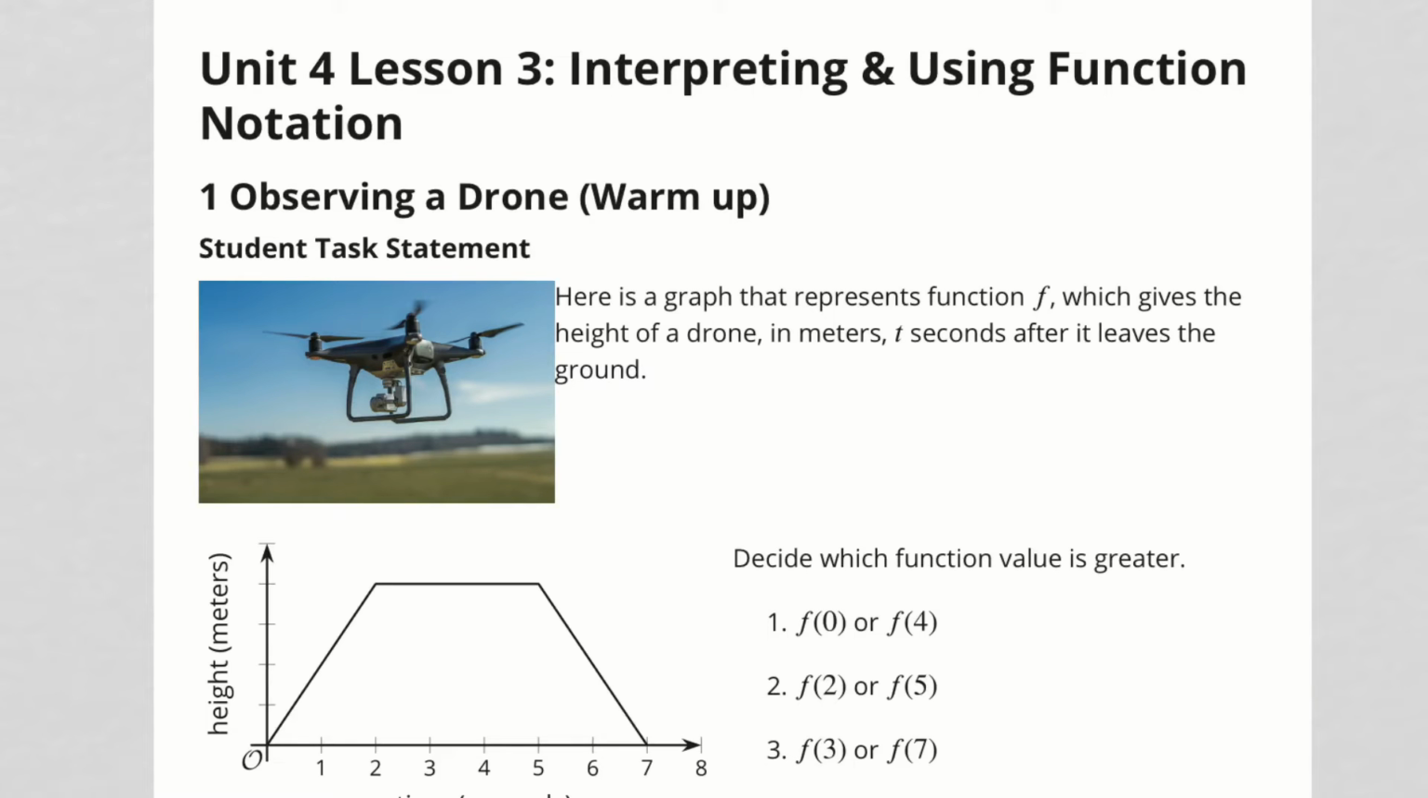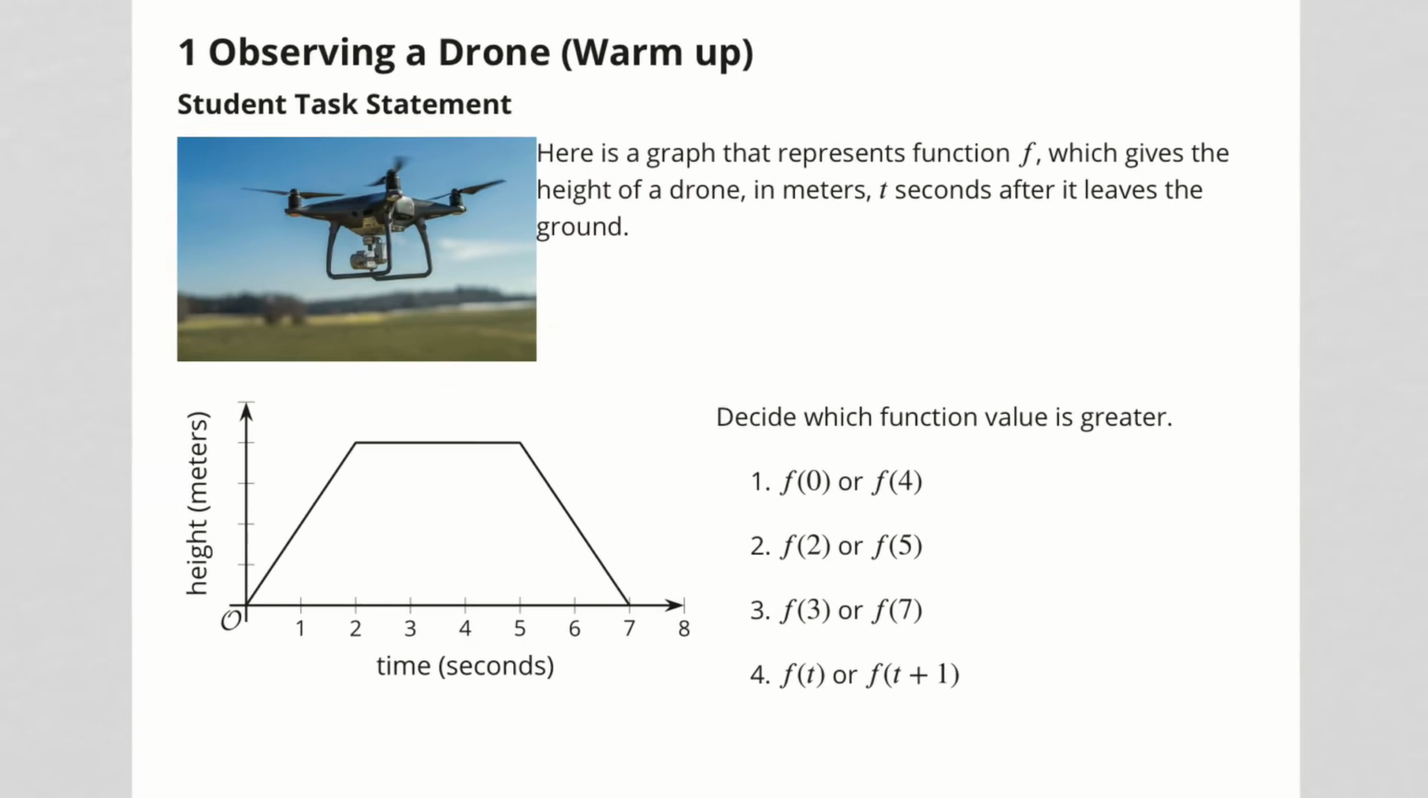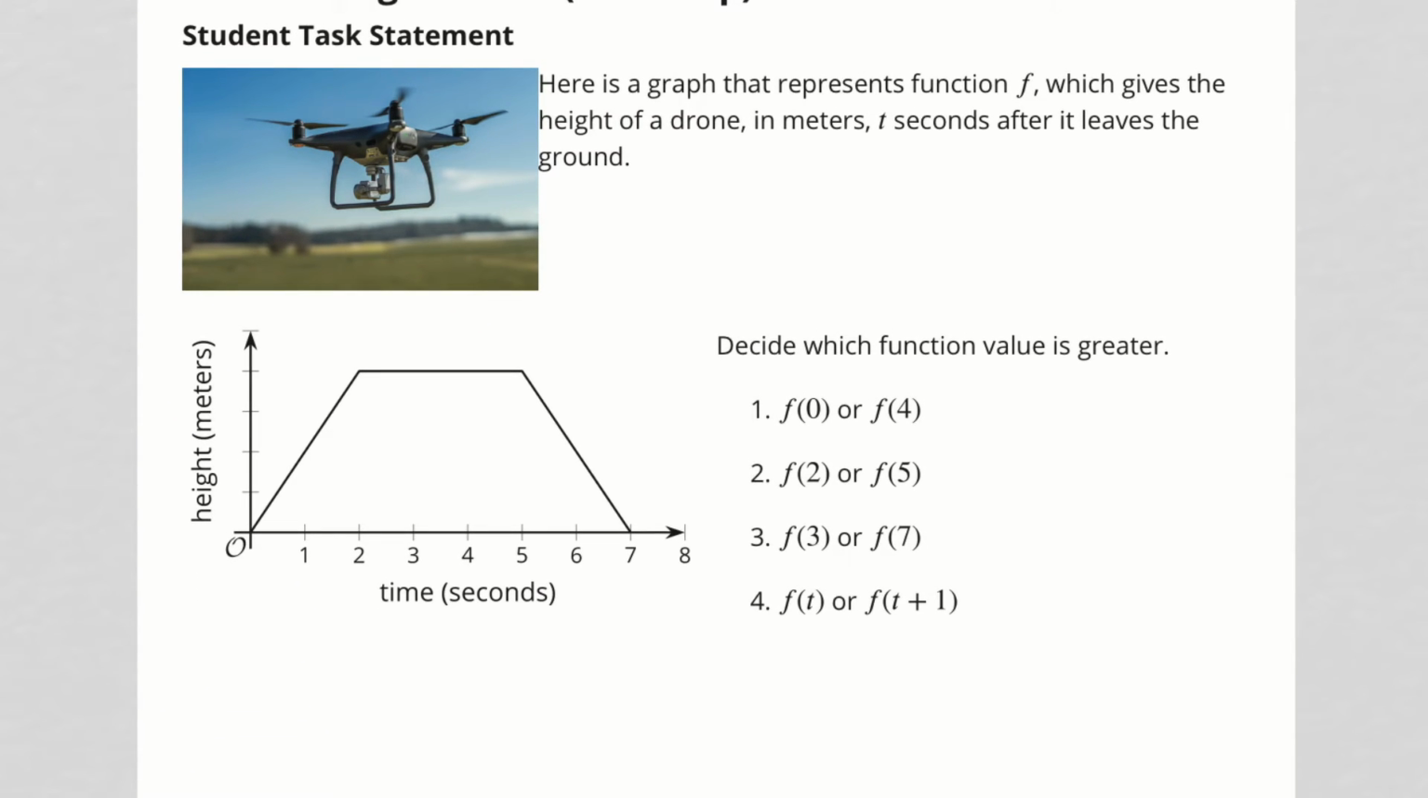So this is lesson 4, interpreting and using function notation. The first part we're going to do is on observing a drone. Here is a graph that represents function f, which gives the height of a drone in meters, t seconds after it leaves the ground. So we are going to decide which function value is greater.